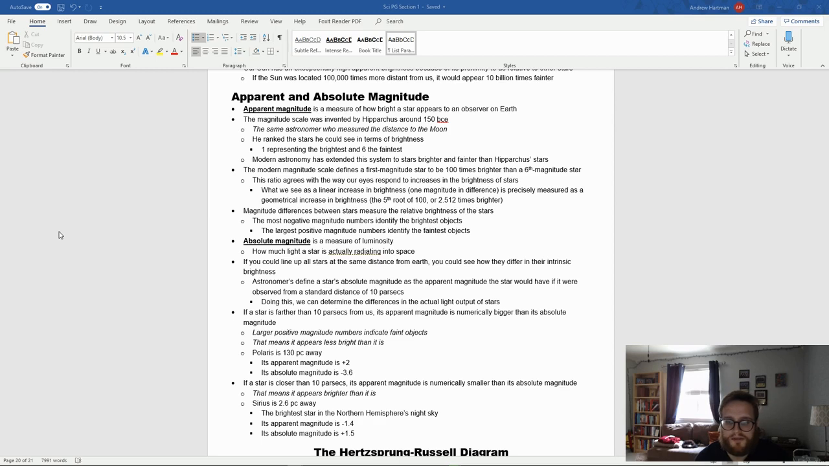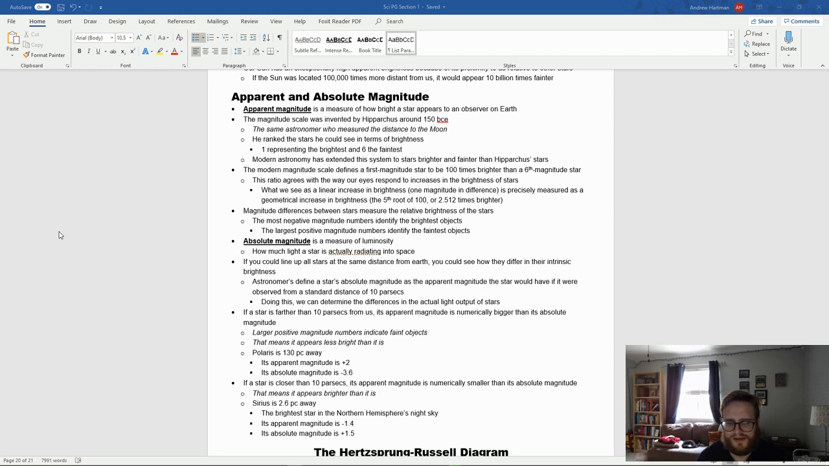If a star is farther than 10 parsecs away from us, right, which is the distance we try to measure everything from, its apparent magnitude is going to be bigger than its absolute magnitude in number, which means it appears less bright than it actually is. So if it's greater than 10 parsecs away, the light we see is not necessarily indicative of how bright it is, and it's in fact brighter. Polaris, as their example, is 130 parsecs away. Its apparent magnitude is plus 2, which means it's not very bright in appearance, but its absolute magnitude, negative 3.6, is very bright, right?